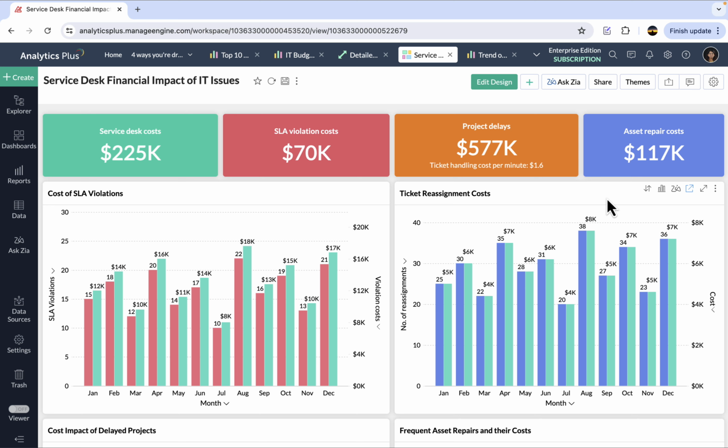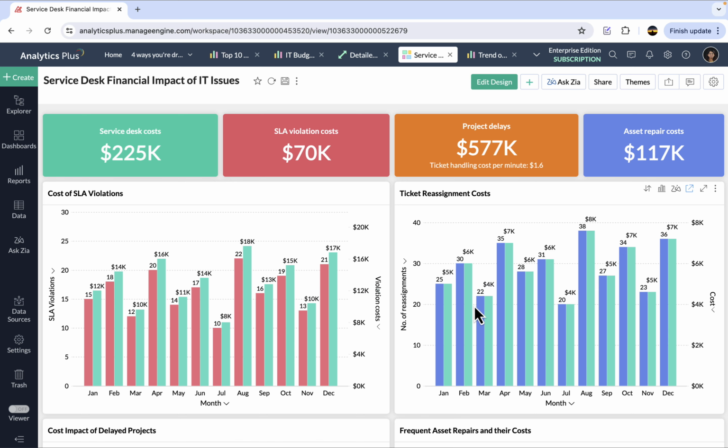The next analysis tracks ticket reassignments, which significantly delay a service desk's resolution time, inevitably increasing ticket costs. According to HDI's recent research, the cost per minute of ticket handling is approximately $1.60. By quickly creating a formula based off this sum, you can easily visualize the costs incurred from resolution delays due to frequent reassignments.